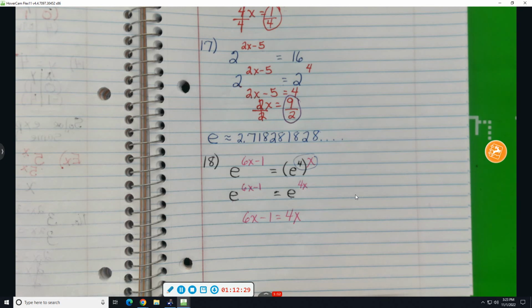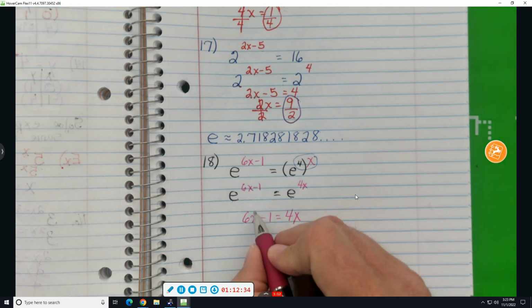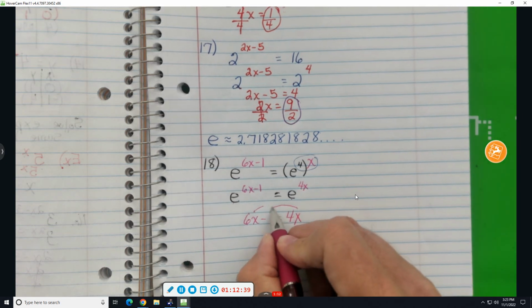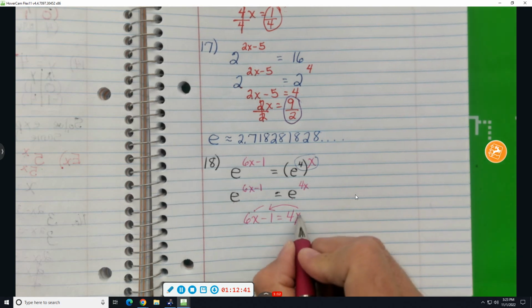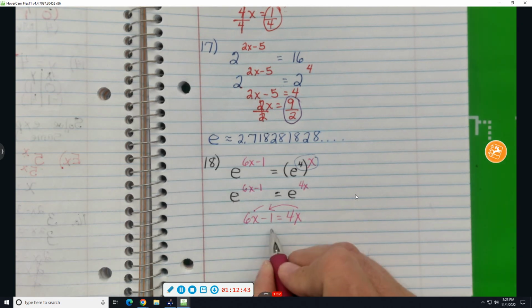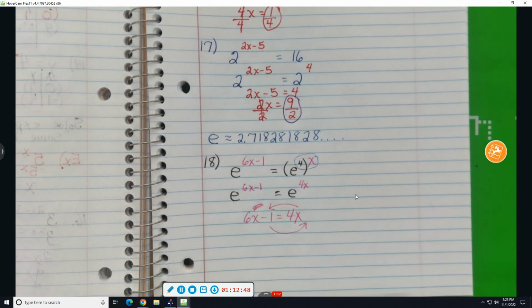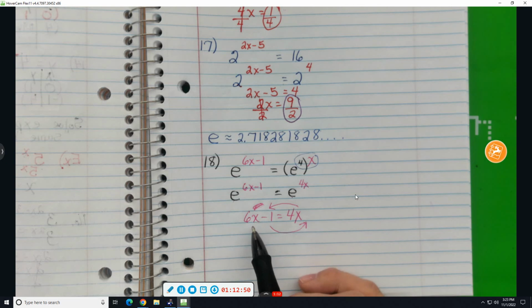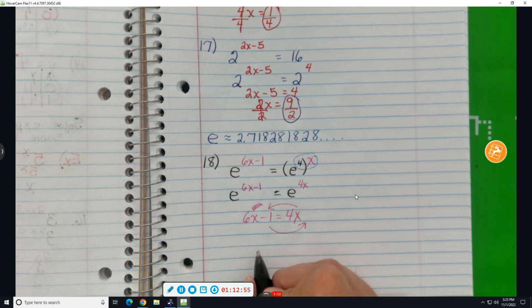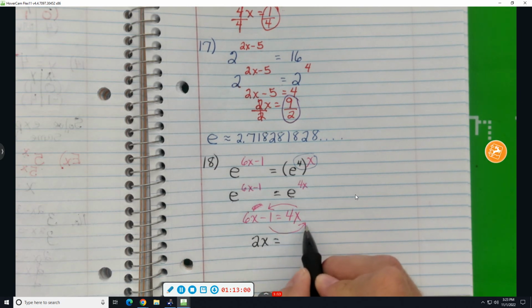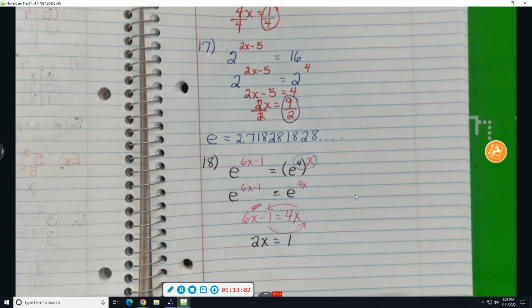How would I go about solving this for x? It's just a linear equation. I'm going to move the 4x to the left and the 1 to the right. I'm doing that to avoid any negatives. Can y'all follow what I'm doing with my arrow? 6x minus 4x would be a 2x on the left. Moving the 1 over, we just have a 1 on the right.